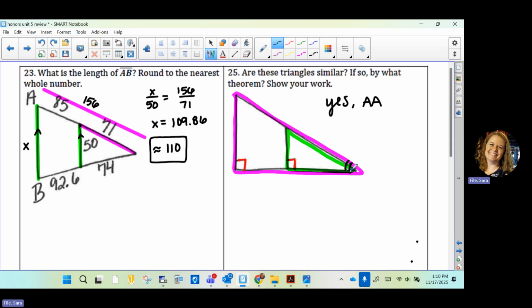Now this one didn't have anything named, so we didn't have to write the similarity statement because we can't name them. There's no point naming any of those vertices. So, all right, what else? 27.